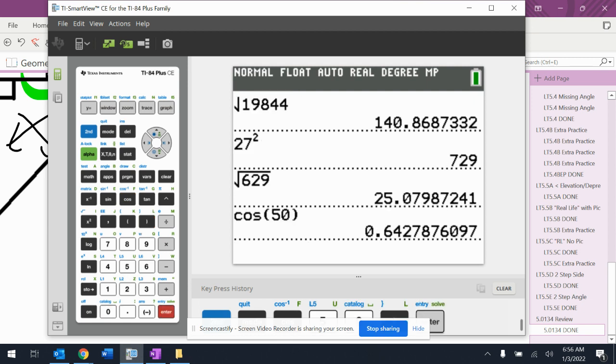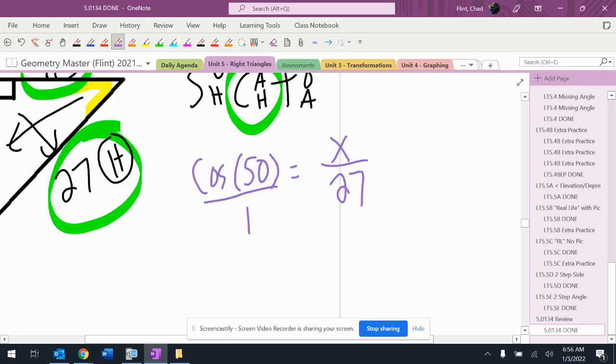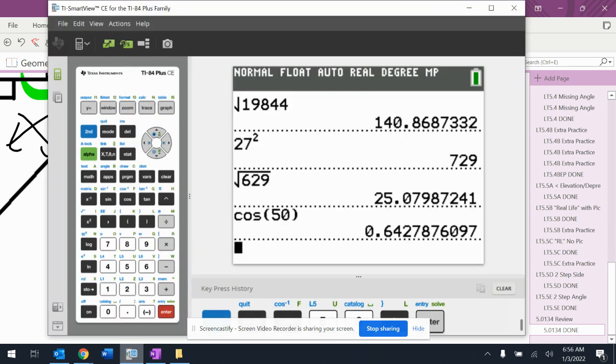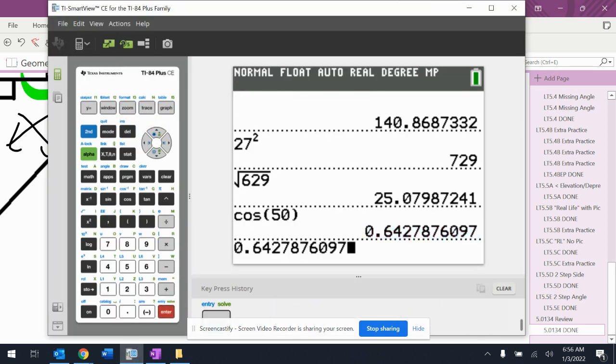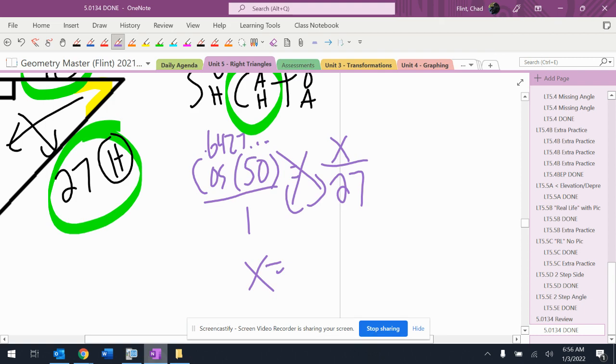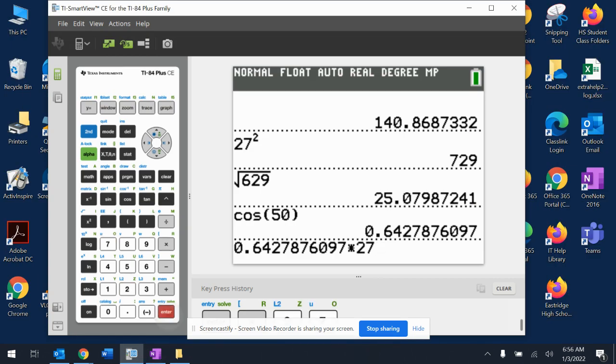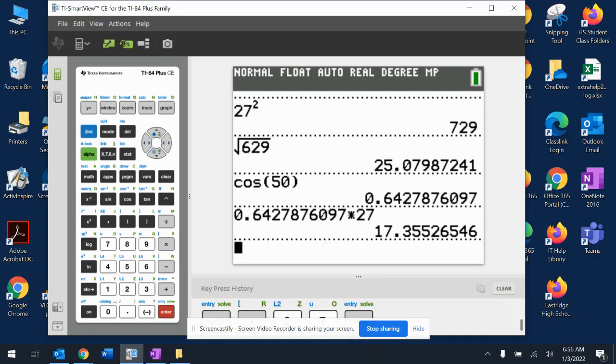It's going to give me that decimal, 0.6427, blah, blah, blah. Then cross multiply. The decimal is going to multiply by the number, which is the best case scenario because then I don't have to do anything in terms of division, times 27, 17.355.